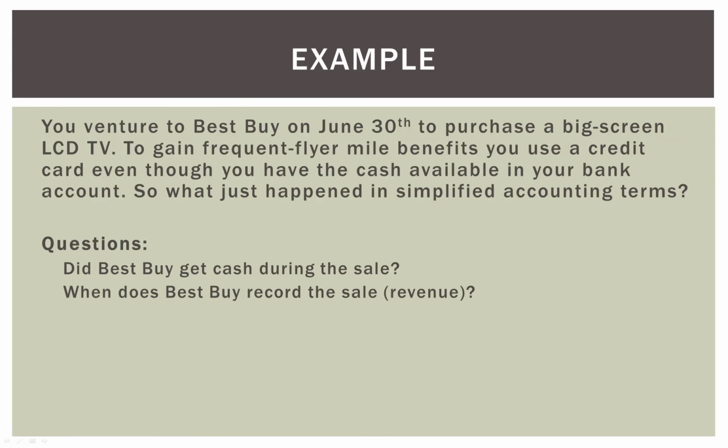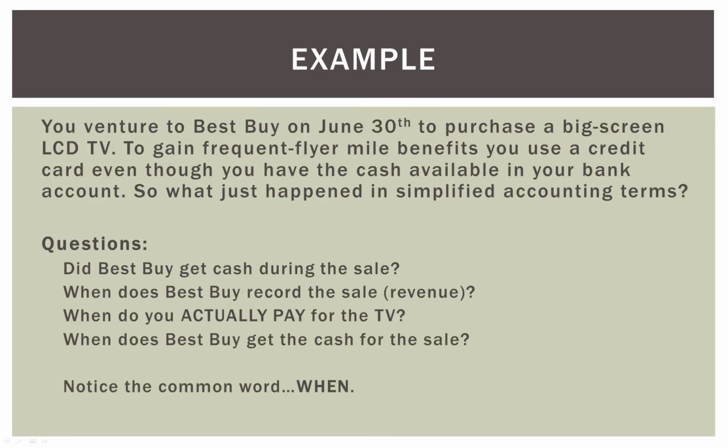When does Best Buy record the sale or the revenue? Now remember, it's June 30th. It's the last day of the month. Does Best Buy record that sale in June? Or do they record that sale in maybe July when they get the payment from the credit card company? When do you actually pay for the TV? So if you use a credit card, have you actually paid for the TV? Well, next month you're going to get a bill from the credit card company with that purchase on it. Now if you pay that balance in full, then have you paid for the TV?